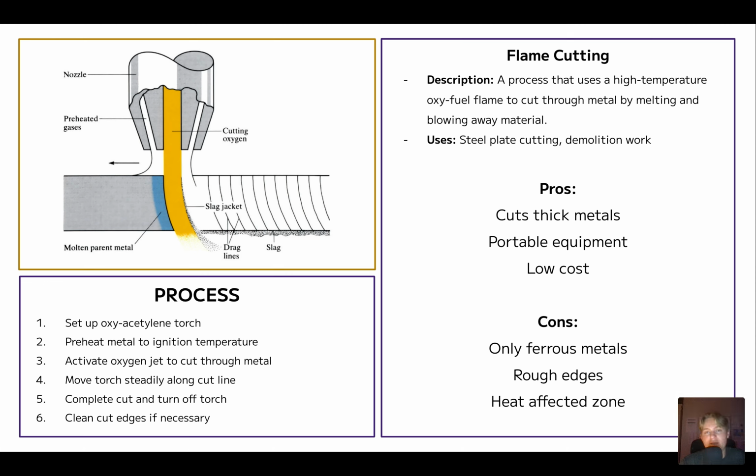And there's also a zone around where the cut was made, which will be affected by that heat, and that can affect the strength of the material and long-term durability of that material. So the process you describe in your exam would be setting up the oxyacetylene torch and preheating the metal to the ignition temperature, at which point you can then activate the oxygen jet to cut through the material and move the torch steadily along the cut line as the material cuts. And then once you've completed the cut, you would turn off the torch and clean any cuts if necessary.